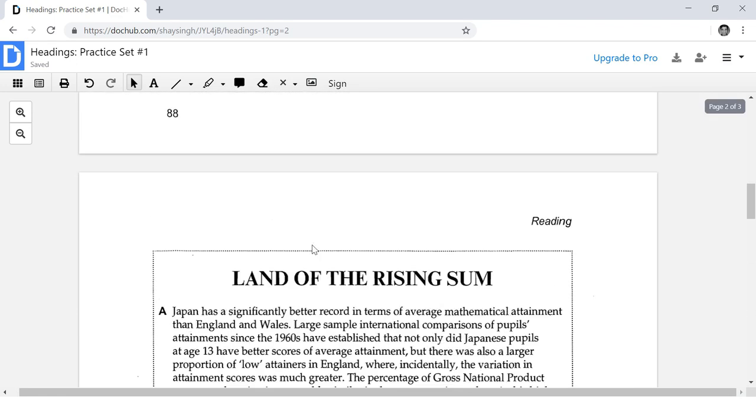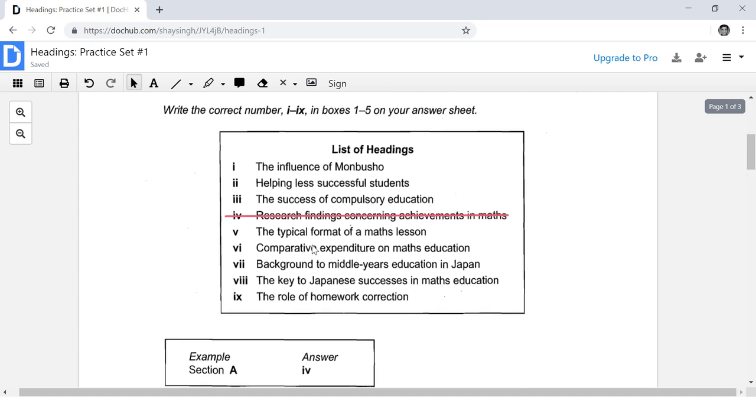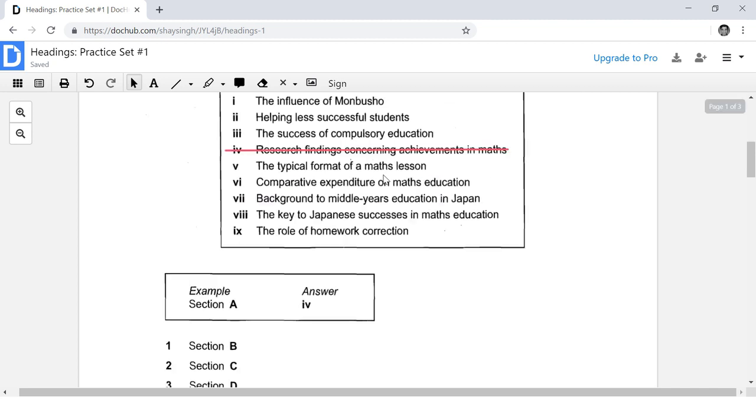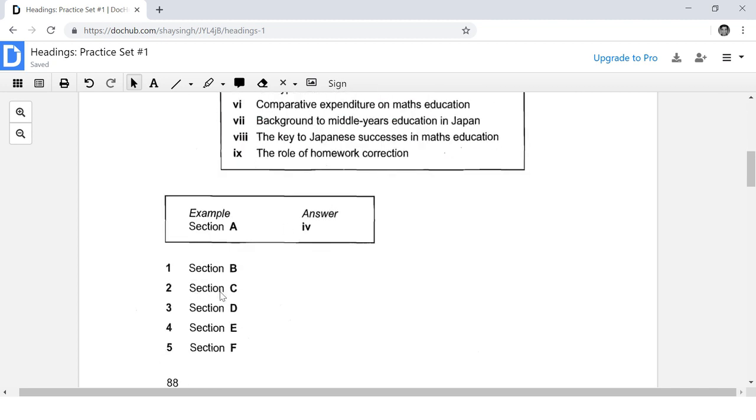So let's see if we can find something related to that. And I did see the word Monbusho over here. So here it's talking about the influence of Monbusho. Well, that is our answer right there, because it's talking about how Monbusho is the central authority and it has so much influence that it decides the national curriculum and the way in which classes are taught. So it's really talking about the influence of Monbusho. That is synonym language. So the correct answer for question number 2, section C, is going to be number 1.